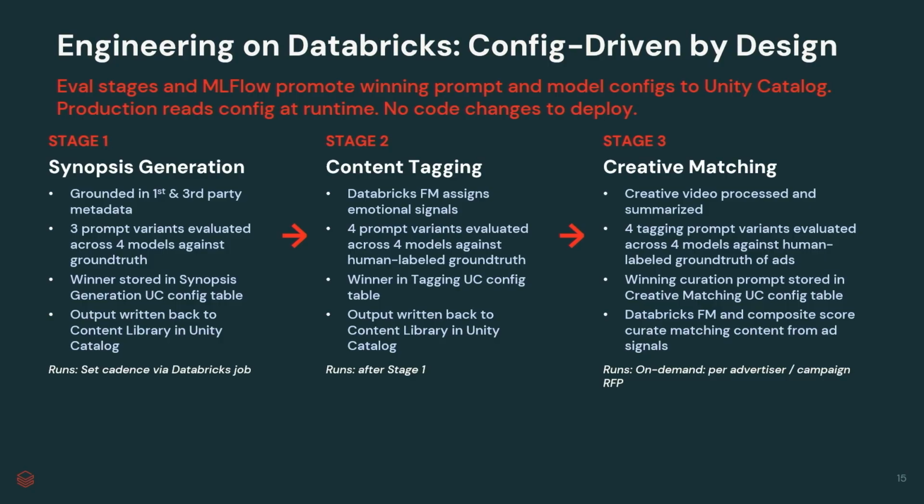But MLflow tracks every prompt configuration, every run, every evaluation run, every model version. The winning models and prompts get promoted to Unity Catalog, and then we update a configuration table in Unity Catalog. So if we ever need to change the model or change the prompt, we just change the table in Unity Catalog, and nothing else changes. We don't have to change the job. There's no code changes necessary. It's just all pulled from Unity Catalog, and that's made it really easy for us because everything's config driven and fully observable and reproducible.